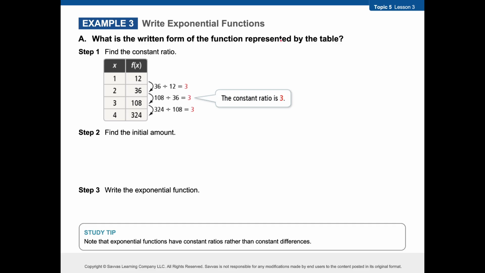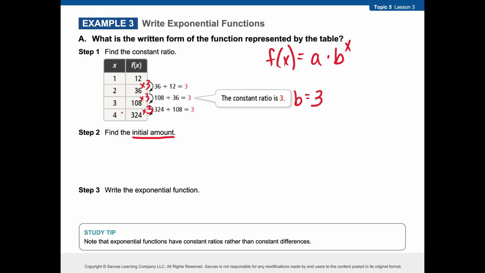So here, what is the written form? F of x equals a times b to the x power. What is the written form of a function represented by the table? A constant ratio means you're multiplying by the same number, like linear was adding the same number. So 12 to 36, 36 to 108, 108 to 324. Each time it's being multiplied by 3. So my constant ratio is 3.